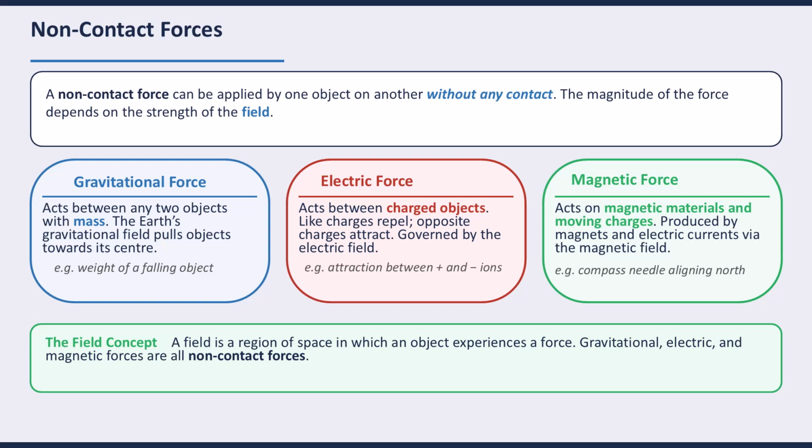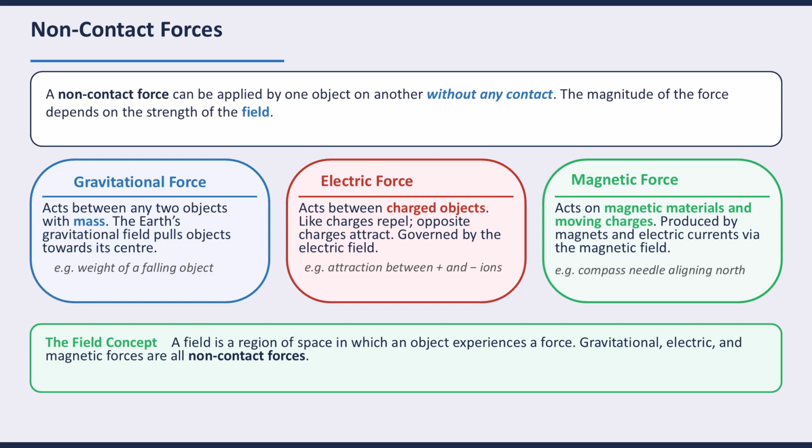Every mass sets up a gravitational field around it. Every electric charge sets up an electric field around it. Every magnet sets up a magnetic field around it. There are three types of non-contact forces you need to know.